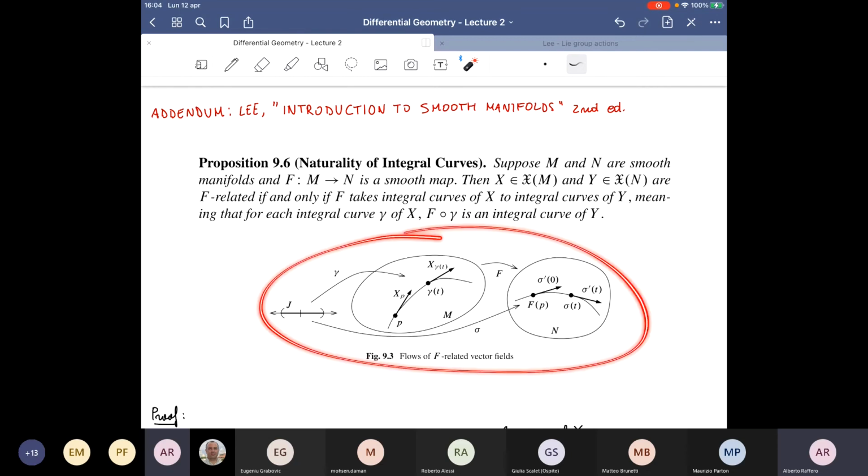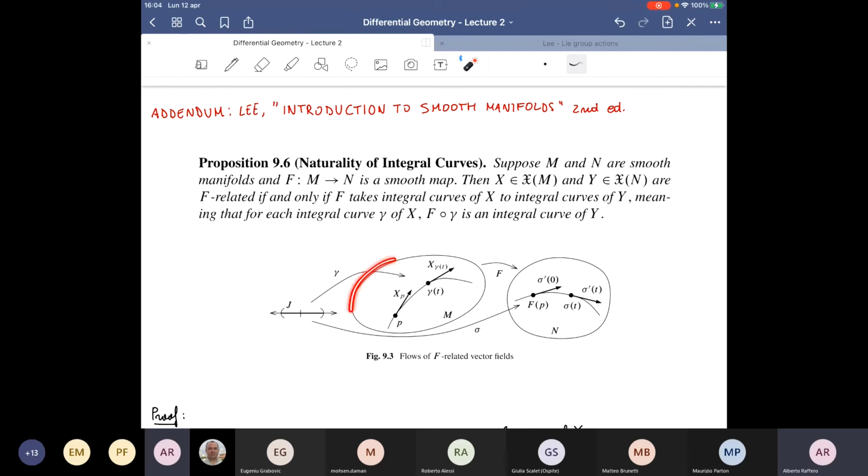And the situation is precisely this one. So here you have the manifold M, you have the vector field x with its integral curve, you have the map capital F between the two manifolds, and what this result is telling you is that if the vector fields are related by means of this function F, then the integral curves of the first are taken into integral curves of the second by the map F. So this is another way of thinking about related vector fields on a manifold by means of smooth maps.